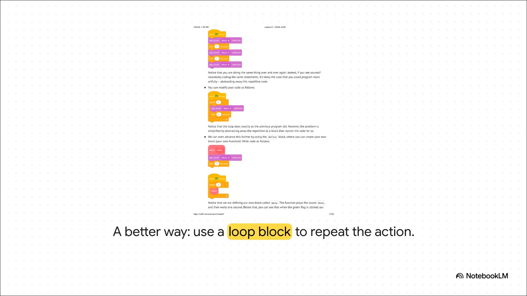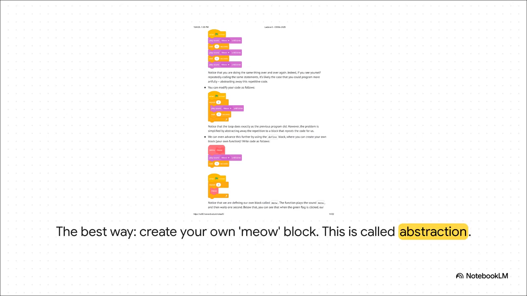And of course there is. A much more elegant solution is to use a loop. We can grab this one repeat block, tell it to run 3 times, and then just pop the meow block inside. It gives us the exact same result, but the code is so much cleaner and more efficient. But we can take it one final step further. We can create our own custom block and just call it meow. Now, this is a profoundly important idea in computer science called abstraction. We've taken a whole process, bundled it up into a single, simple, reusable idea. Now, we don't need to worry about how it works, we just need to know what it does.